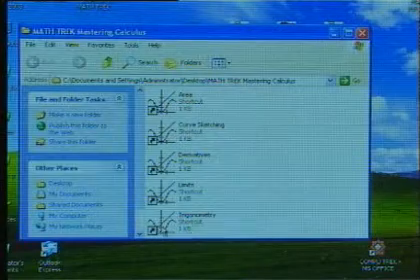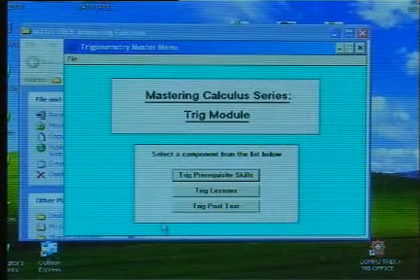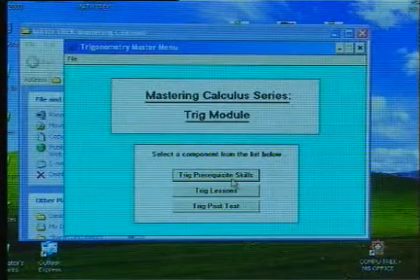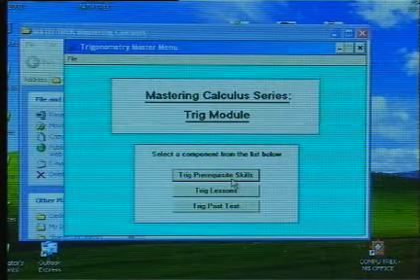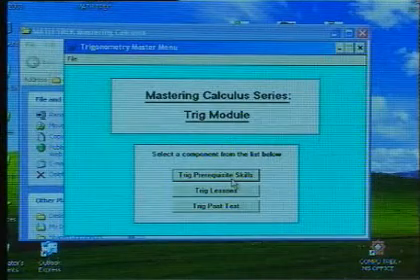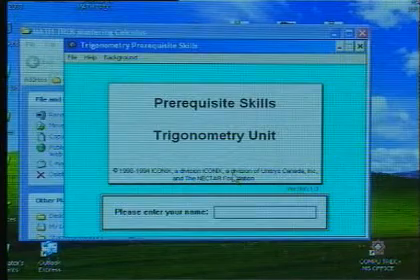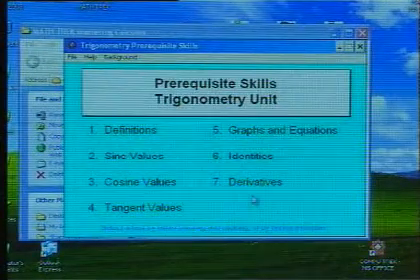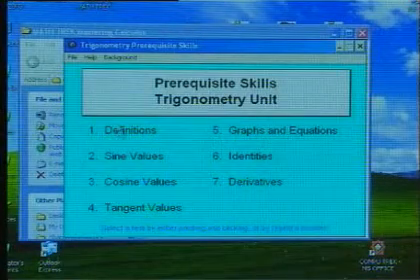Let's take trigonometry for instance. What is nice about this one is that we start off with a prerequisite skill test. We give the students a test first to determine whether they would be able to do calculus and trigonometry. So let's look at the test. They will enter in their name. There are 7 tests which they need to do. We're just going to do the first one, definition.